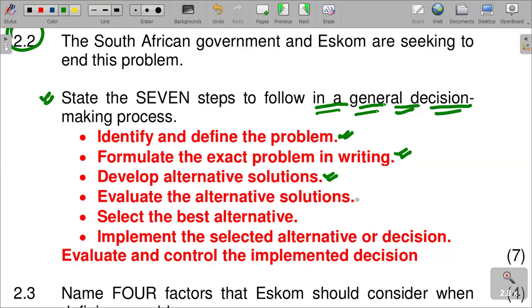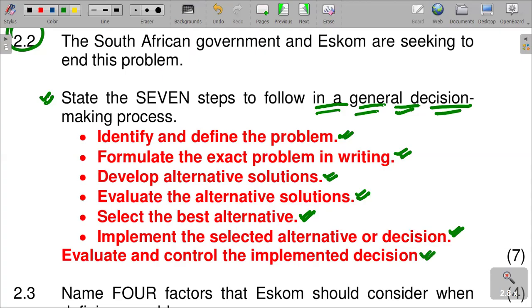Evaluate the alternative solutions. That is to judge and assess the alternative solutions that are being selected with regard to the problem, and then select the best alternative. Select the best alternative to the what? To the problem. Implement the selected alternative or decision. The best alternative or decision should be implemented, and then eventually evaluate and control the implemented decision.